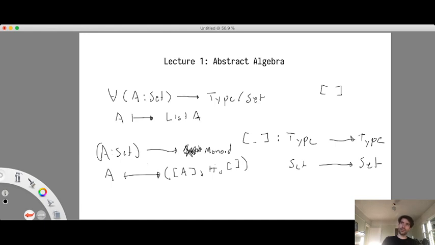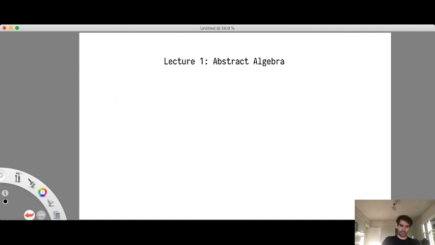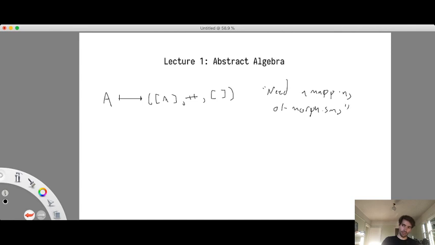So now we have our object mapping, right? We map A to list of A, append, empty list. So now we need a mapping of morphisms. So in Set, morphisms are just objects. So we need to map F, which is a map A to B, to a map list of A to list of B.